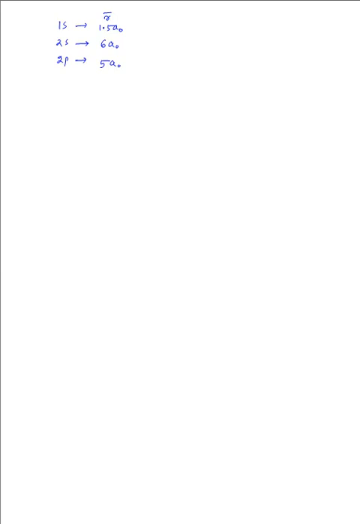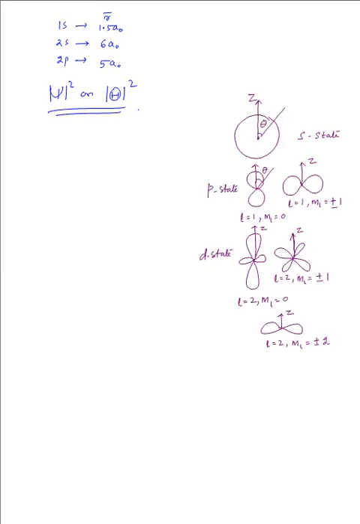Now we finally consider the directional dependence, that is psi square on theta squared, and we'll have a set of figures to represent that as well. So here are the set of diagrams for the S state, for the P state and for the D state, where we have L equal to 0, L equal to 1, and then L equal to 2 in each of these states.